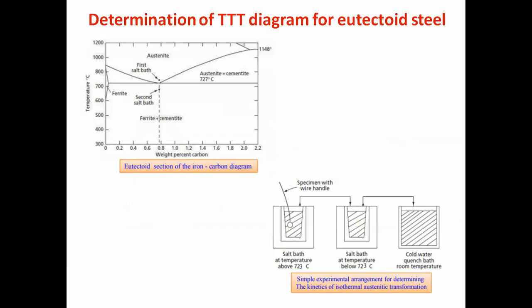So in plotting the TTT diagram as shown in the figure, the first bath is maintained above 723 degrees Celsius, that is above the A1 temperature. Different specimens are taken out from the first salt bath and then immersed in second salt bath furnaces, which are maintained at a subcritical temperature, for example here 700 degrees Celsius. Then the specimens are taken out from the second bath and water quenched in the third quenching bath. So this will interrupt the formation of different phases, that is austenite to pearlite or austenite to martensite.